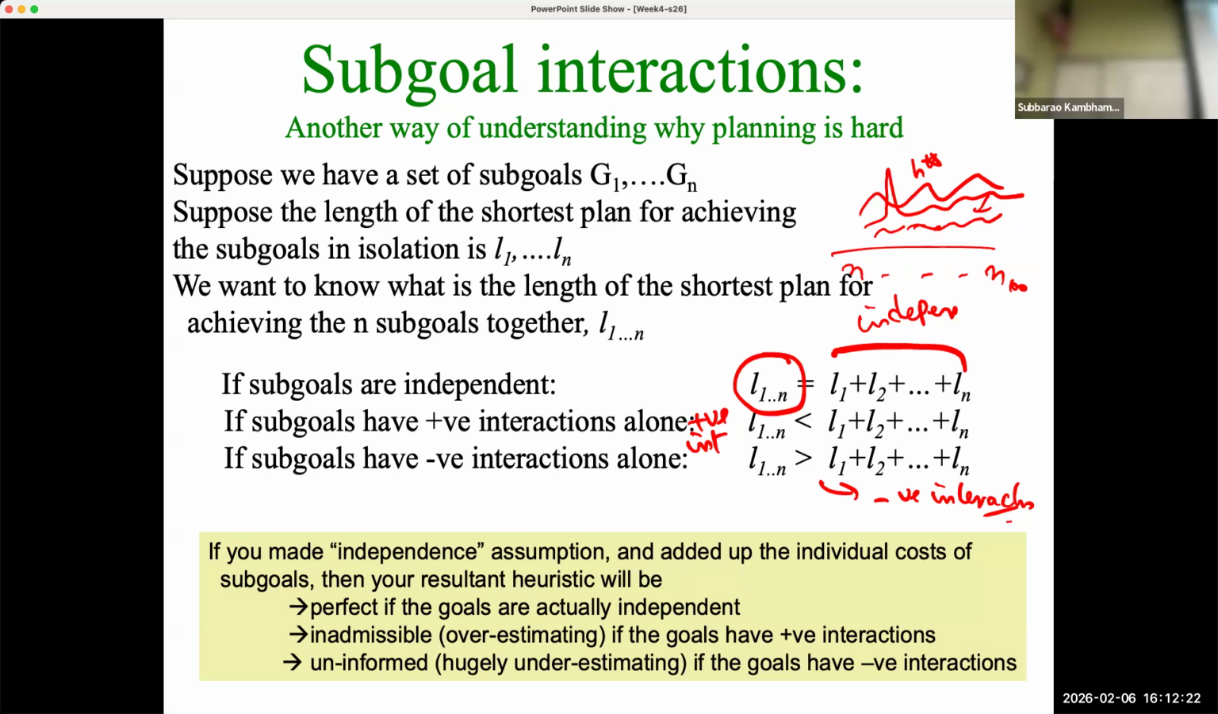Max of L1 to Ln is less than or equal to L1 dot n, which is less than or equal to L1 plus L2 plus etc. Ln. Would you agree? That's the lowest it can get. That's my point. It'll always be less than L1 plus L2 plus etc. Ln. But the lowest it can ever get is the max of L1 to Ln.